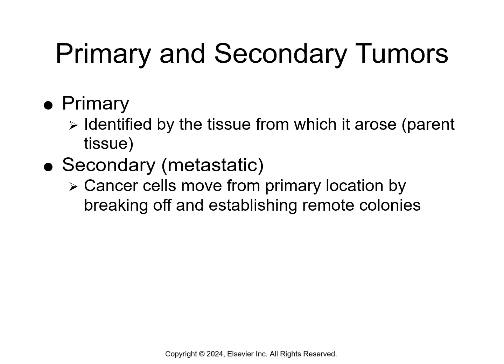Primary and secondary tumors. Primary is identified by the tissue from which it arose. For example, breast cancer starts in the breast tissue. Now, the secondary is where it spreads. Breast cancer that spreads to bone is still called breast cancer, but not bone cancer. It's talking about where it was primarily started. The cancer keeps its name based on where it started, so metastatic lung cancer in the brain is still called lung cancer.